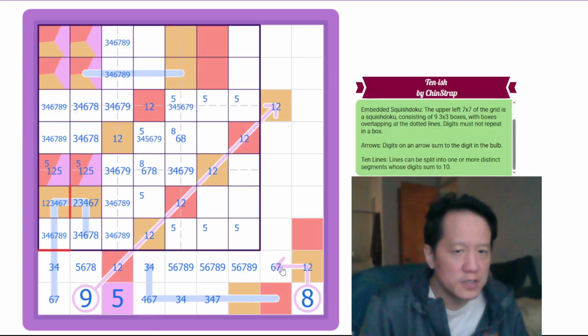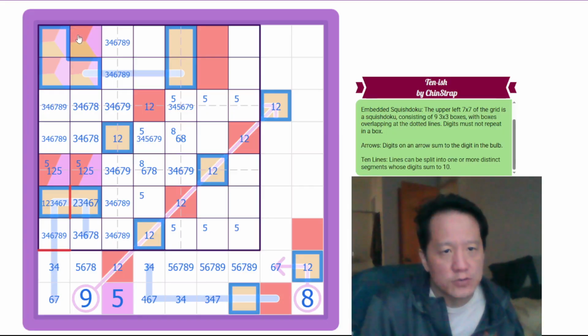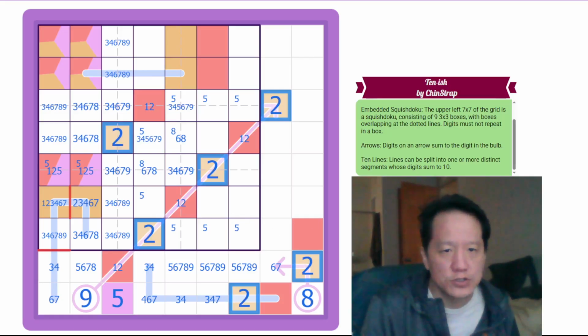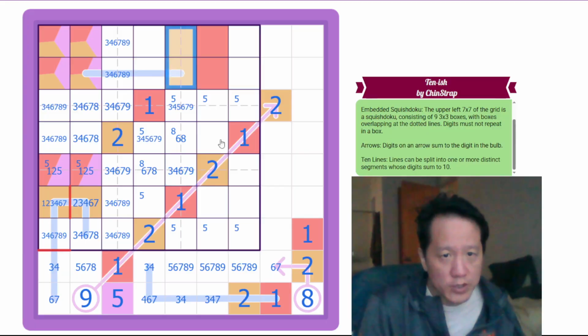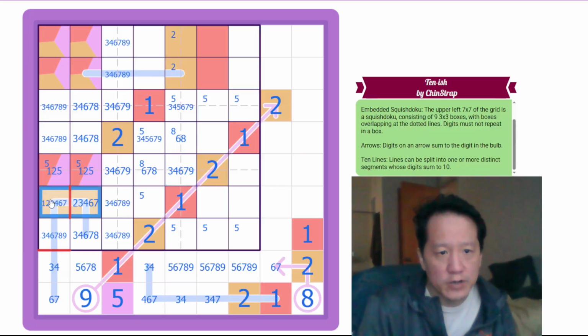So, because we found out this can't be 7 and 1, all the oranges, so we'll remove that, remove that. All the actual oranges we know are 2. For the reds, remove these, remove these, remove these. All the actual reds are 1. So we're guaranteed a 2 here. We are guaranteed a 2 here.